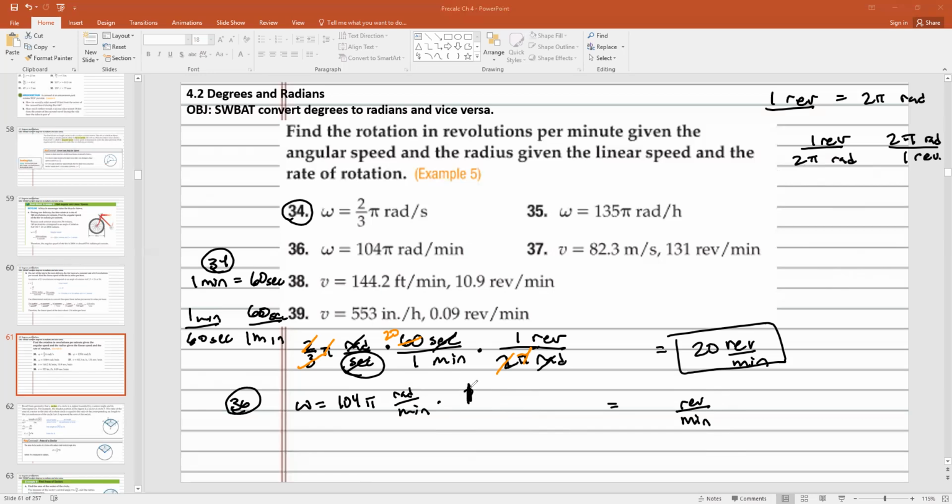Now 1 revolution is the same as 2 pi radians. And the pi, there's 1 pi on top, 1 pi on the bottom, so it cancels out. And 2 goes into 104 52 times. So we're left with 52 revolutions in 1 minute. It goes around 52 times in 1 minute. All right, so that's that one.